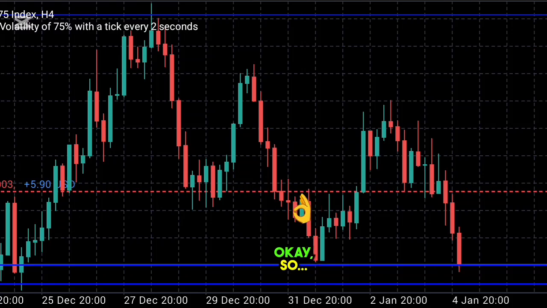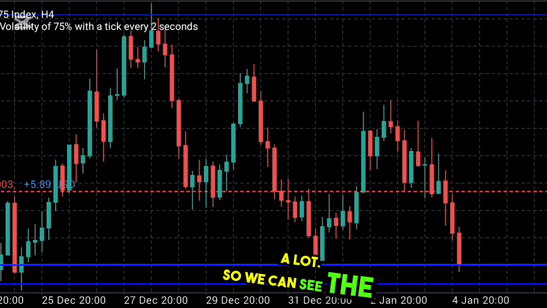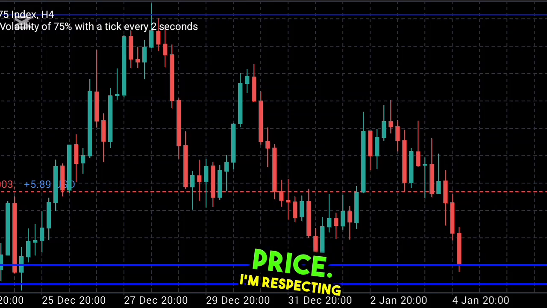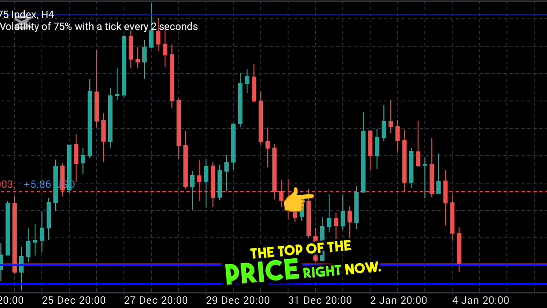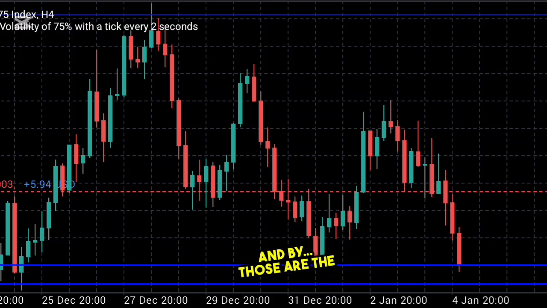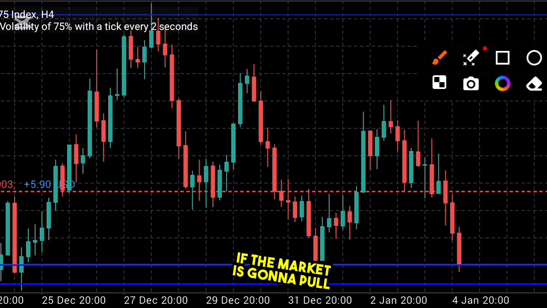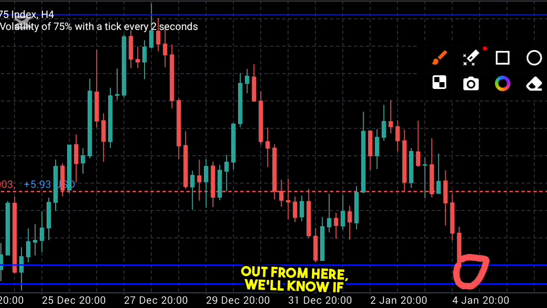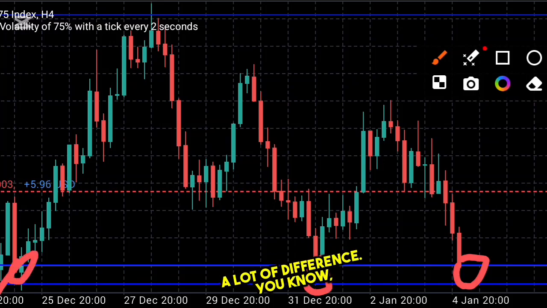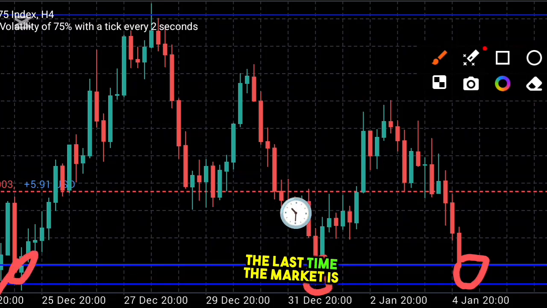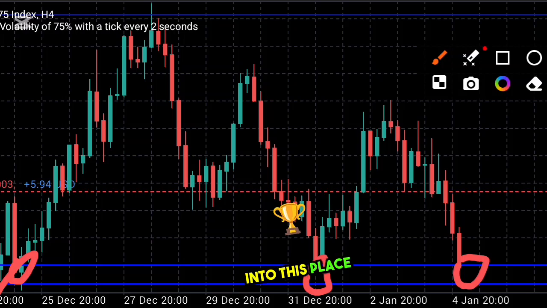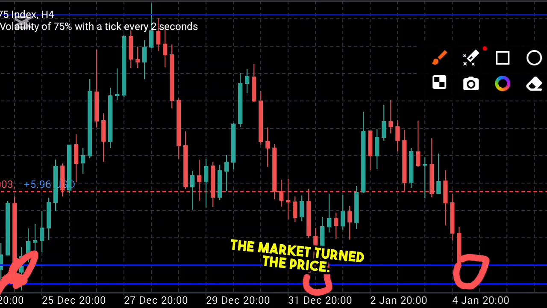Okay, so yeah, I think this is okay. This will explain a lot. So we can see the price respecting it, but it is at the top of the price right now. Those are the regions we can watch out for if the market will pull out from this particular region. If the market is going to pull out from here, we'll know if it is possible, because the last time the market came into this place is here. That was when the market touched the price. So it's also strong.